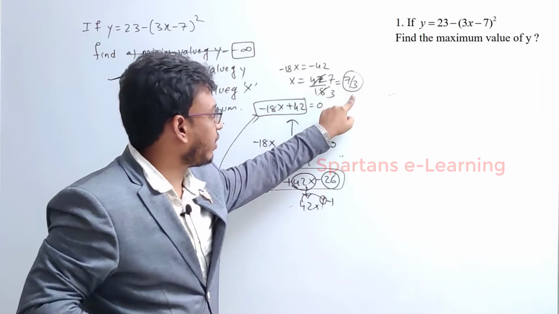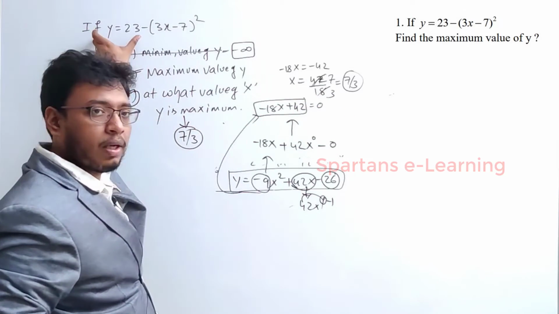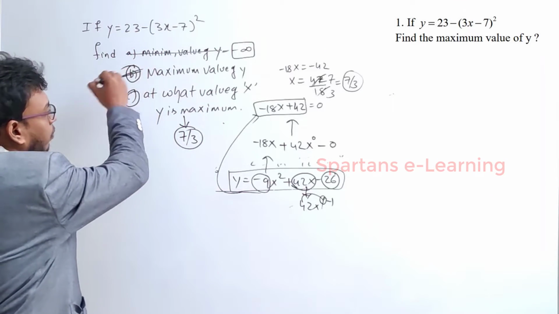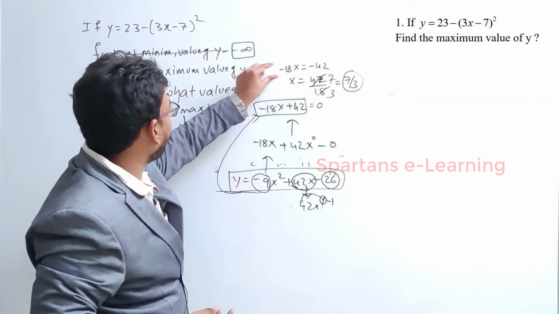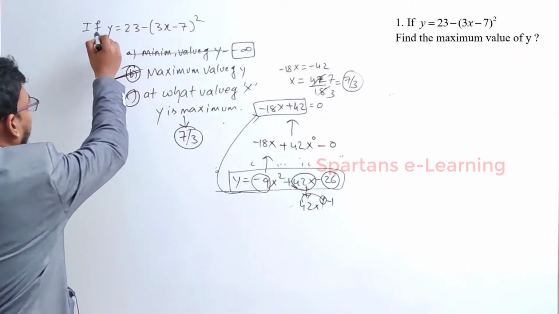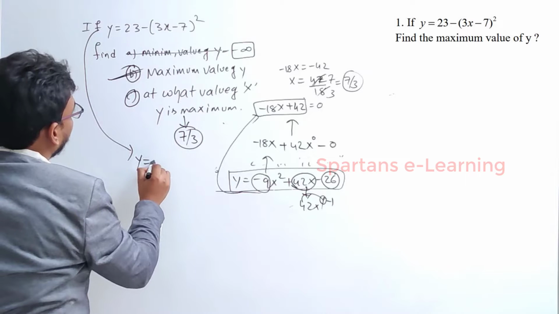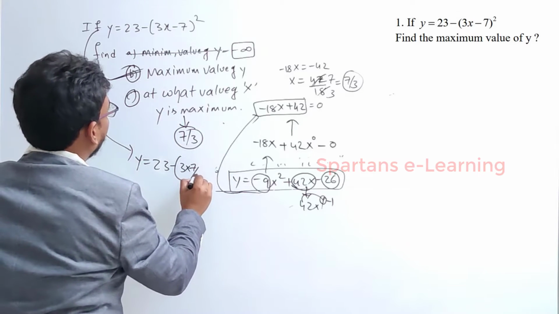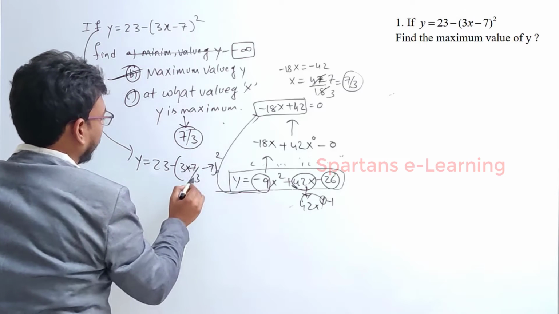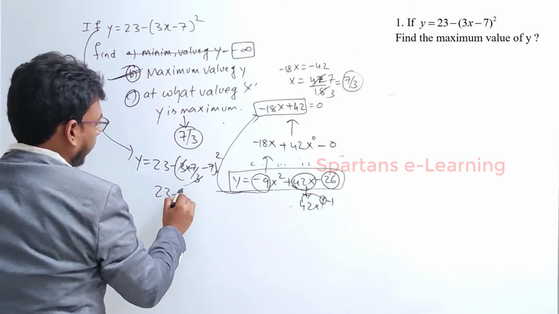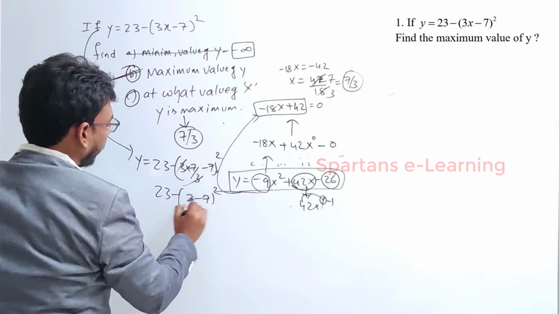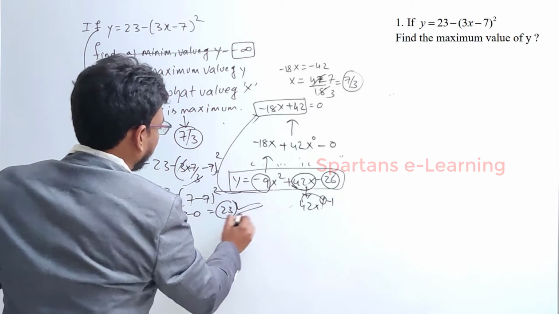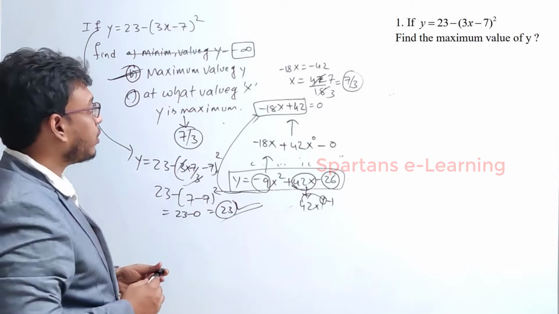So when x is equal to 7 by 3, the particular function y will be maximum. But how will you solve the second question? Simple, put the value of x in this equation, you will get your answer. So let us try that. Y is equal to 23 minus 3 into, what is your x? 7 by 3 minus 7 whole square. 3 cancel, you will get 23 minus 7 whole square. You will get 23 minus 0, which is 23. That's it. So answer for this question will be 23.